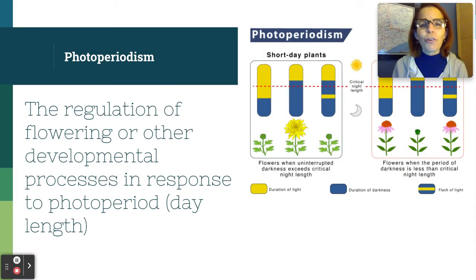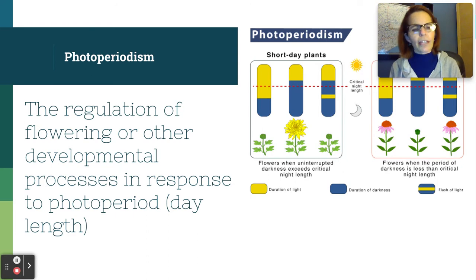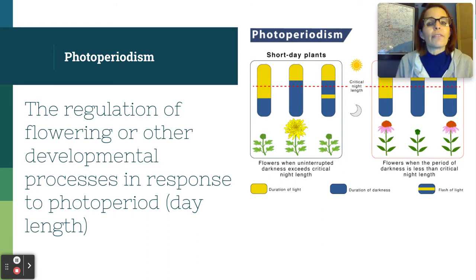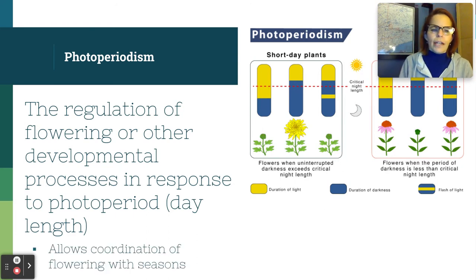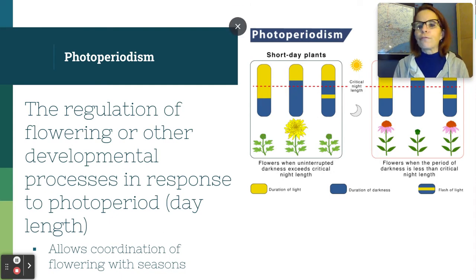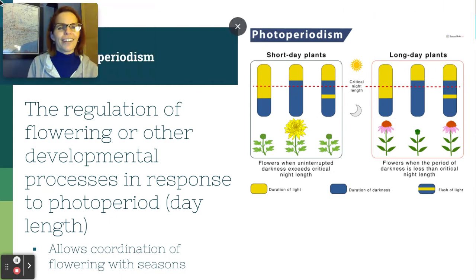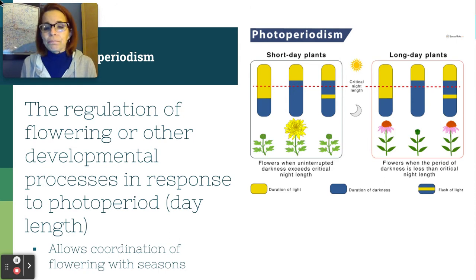All right, and then there's photoperiodism. Photoperiodism refers to the regulation of flowering or other developmental processes in response to the length of the day. We call that the photoperiod. It allows coordination of flowering with seasons, and I'll get my picture out of the way. There we go. It's a good place to put me.